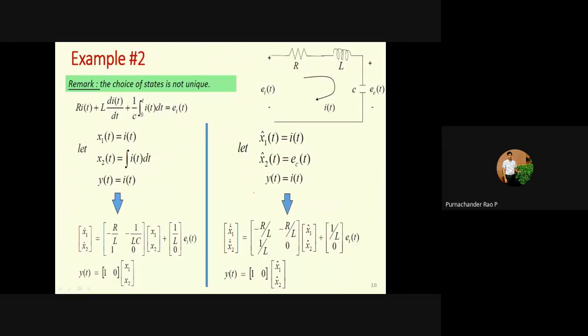Similarly, if we take an electrical system, for a series RLC circuit we need to draw the state space model. If it comes as a 5-6 marks bit, you can just solve this one. For the RLC circuit, e of t is equal to R into i of t plus L into di of t by dt plus 1 by C into integral of i of t dt. Here we are assuming x1 dash is equal to i of t. The current we assume as the first state variable, and the integration of i of t as the second state variable.